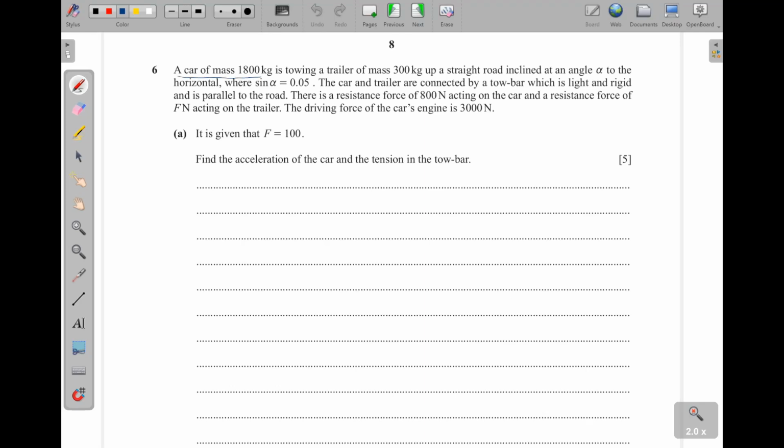Question 6. A car of mass 1,800 kilograms is towing a trailer of mass 300 kilograms up a straight road inclined at an angle of alpha to the horizontal, where sine alpha is equal to 0.05. The car and the trailer are connected by a tow bar which is light and rigid and is parallel to the road. There is a resistance force of 800 newtons acting on the car and a resistance force of F acting on the trailer. The driving force of the car's engine is 3,000 newtons.